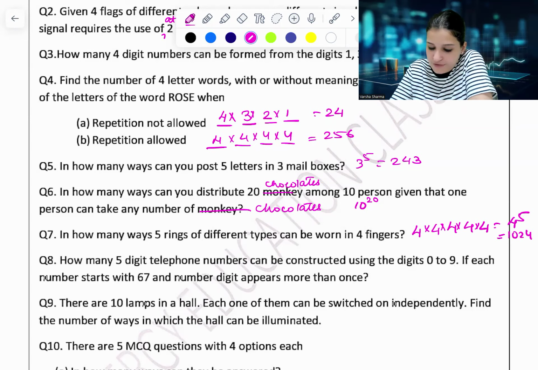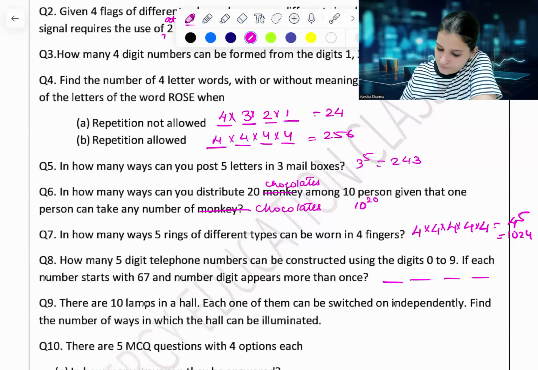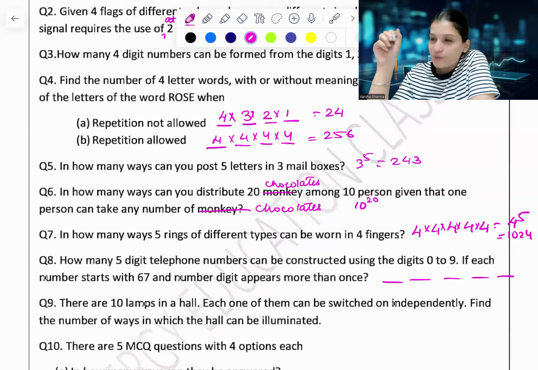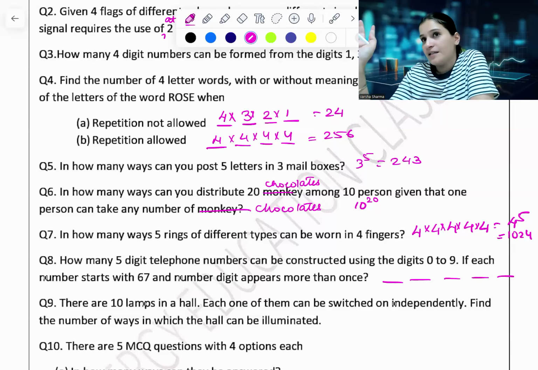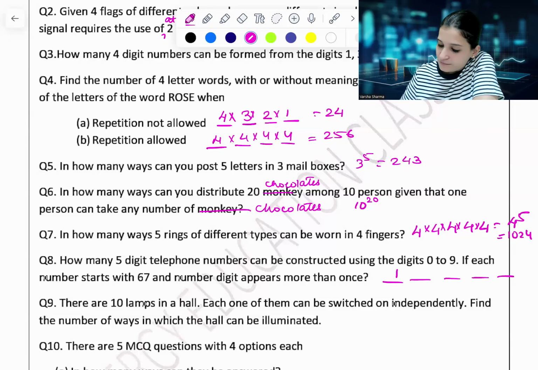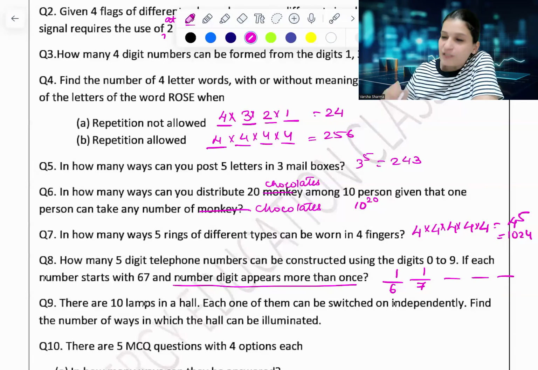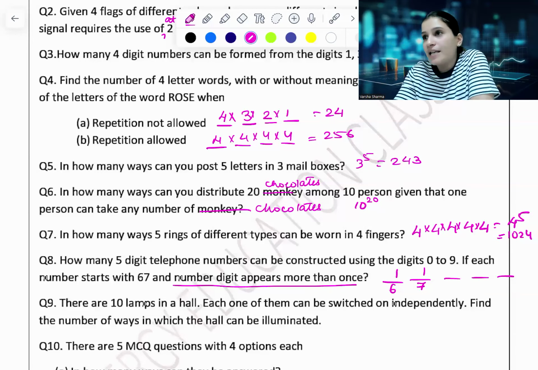Question 8. How many 5-digit telephone numbers can be constructed using the digits 0 to 9? There are 10 digits in total, and I'm forming a 5-digit number. The number starts with 67. It is fixed. So the first place will be filled by 6. There is only one way. The second place will be filled by 7. There is only one way. And no digit appears more than once. That means repetition is allowed.